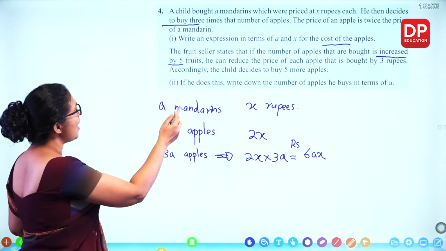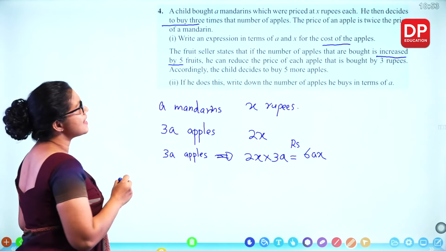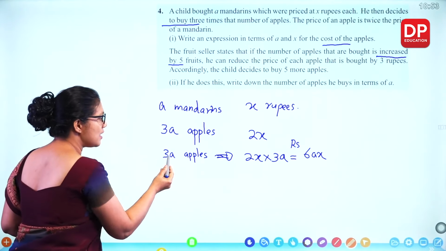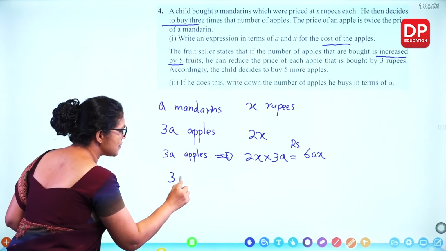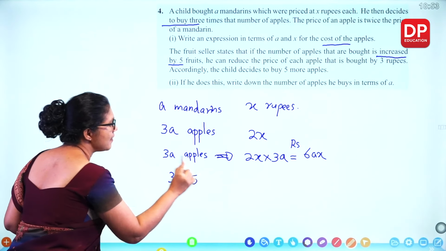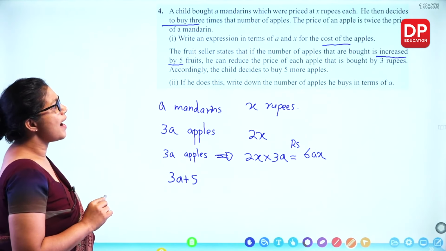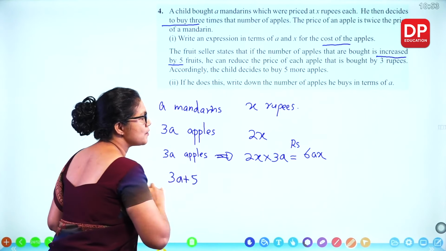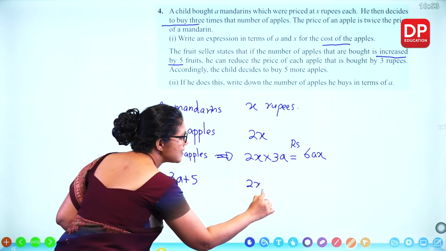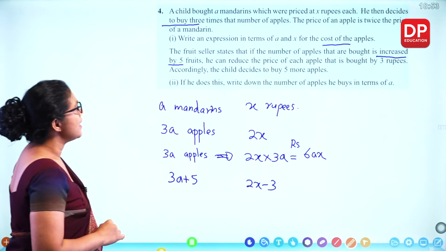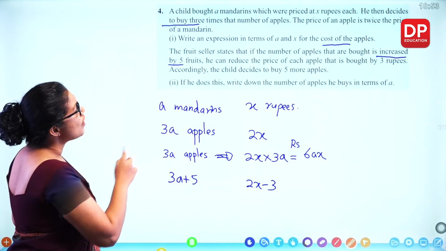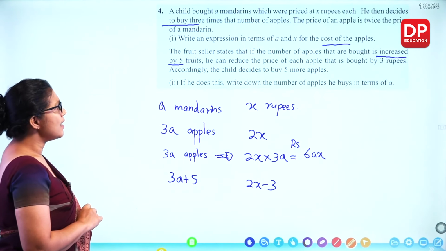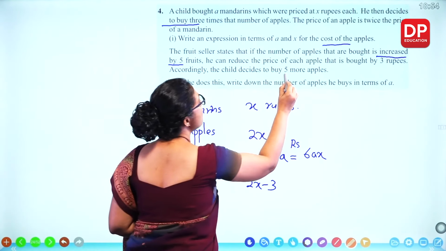So in the next part here it says the fruit seller states that if the number of apples that are bought is increased by 5, so earlier it was 3a, increased by 5 is 3a plus 5. And it's reduced the price by 3 rupees. So here earlier the price was 2x, reduced means you subtract 3. So the child decides to buy 5 more apples. So here what it says, another 5 more.